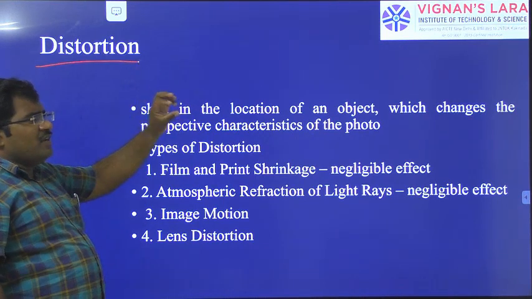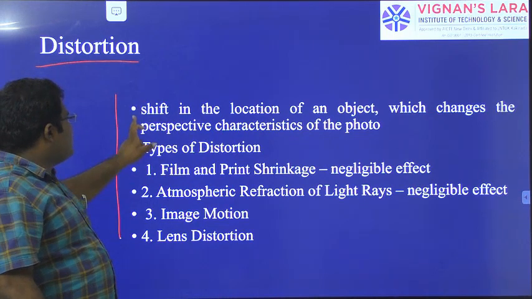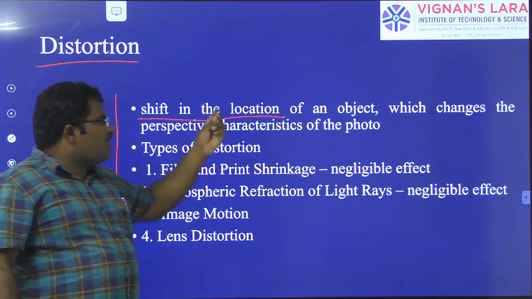When will distortions or displacements come? What are the different types of distortions? We are going to see. This is the shift in the location of an object.